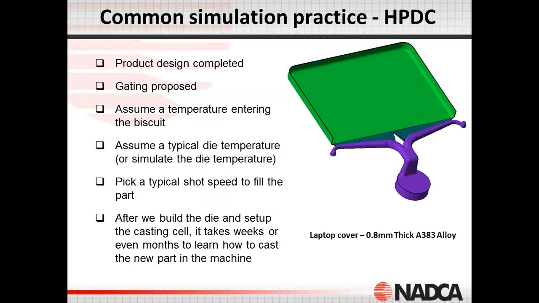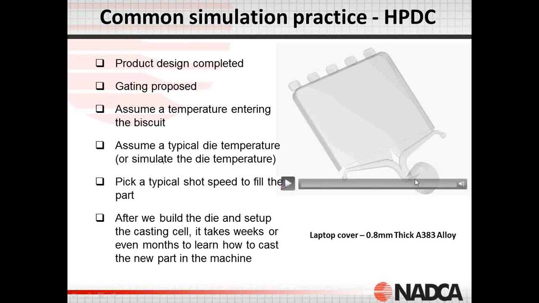Common simulation practice, which I've used in the past, and it's very valid for heavy wall casting such as transmission case, powertrain components for high pressure die casting and engine blocks and the sorts. The standard approach is when the product design is complete, we have a gate design, we assume a temperature entering the biscuit, and we have some assumed die temperature simulation of the heat buildup, and then we run a simulation of the flow, and here's an example of what we'd look at.